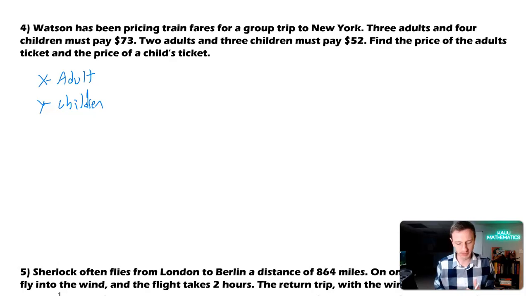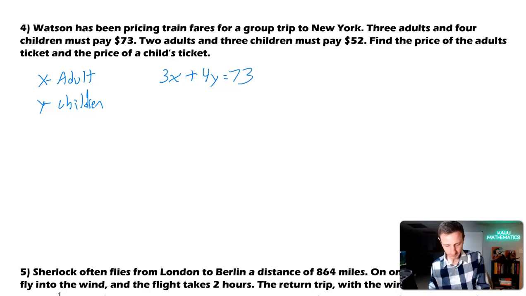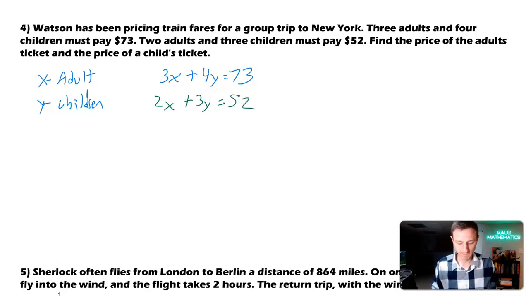So they're giving us 2 different scenarios: a group of 3 adults and 4 children pay this amount, 2 adults and 3 children pay that amount. So now we're trying to condense that down into a system to understand, well, what is a single adult or a single child going to pay? So we have the first scenario, 3 adults, so 3 times X, plus 4 children, so 4 times Y, is equal to 73. And then the second scenario, we have 2 adults plus 3 children paying $52. There's our system.